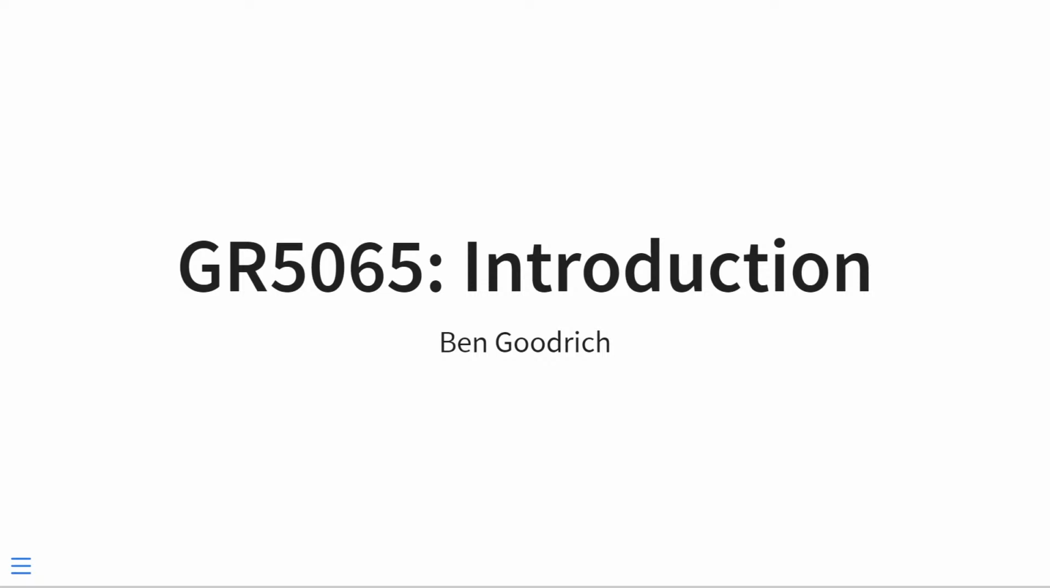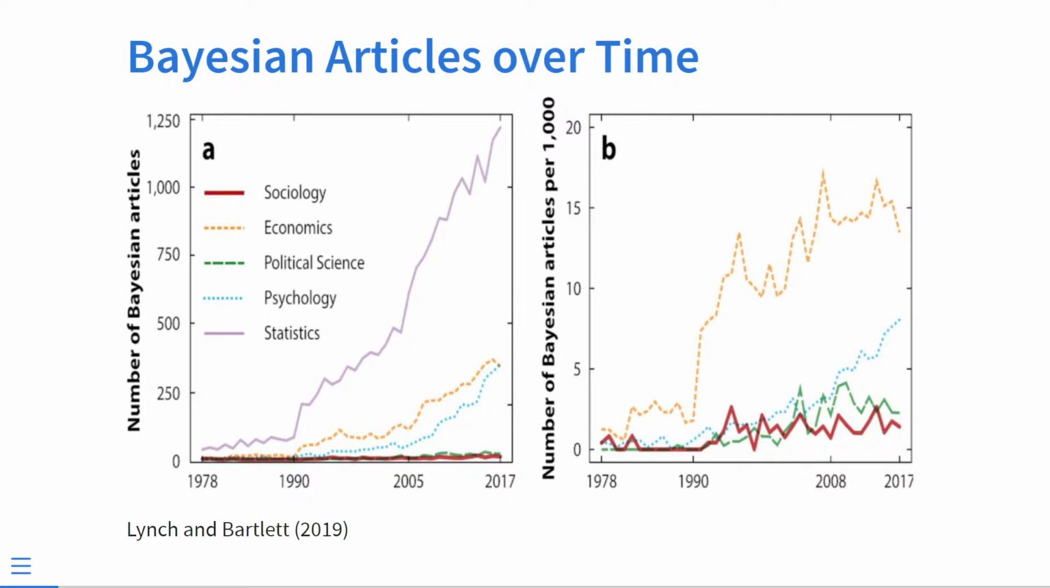So, every week it's important to do the reading, but particularly the first few, so you get a sense as to what the rest of this class is going to be like. So, first thing I want to start with is this chart plot from an article that was published, it's now been a few years, by Lynch and Bartlett in the Annual Review of Sociology, documenting the prevalence of articles that use Bayesian methods over time.